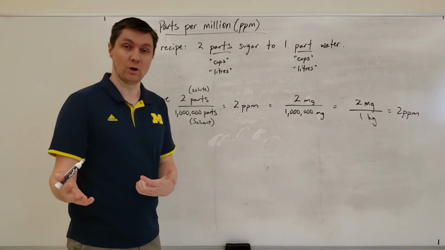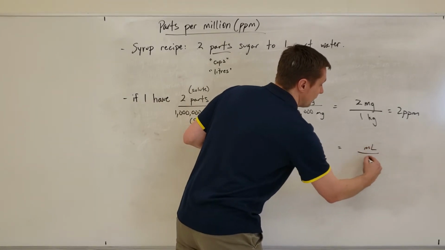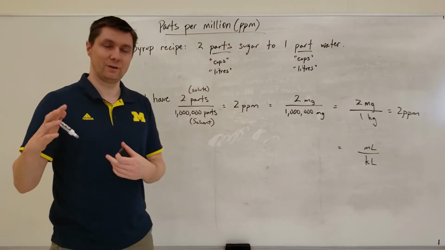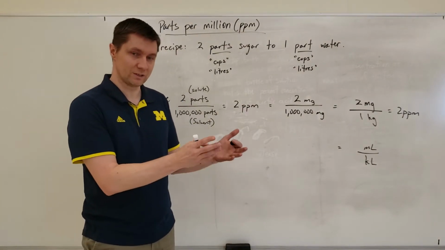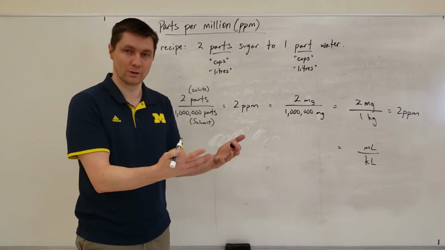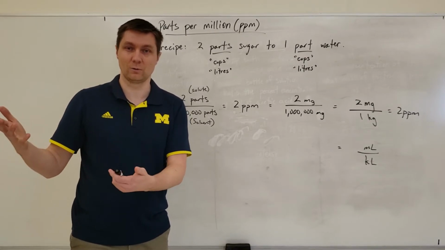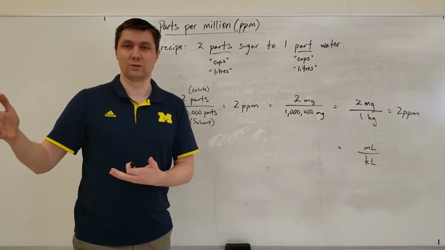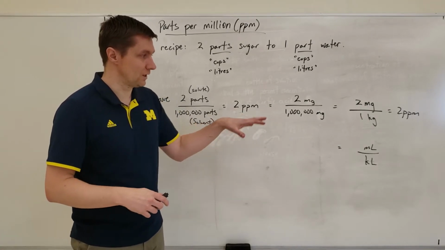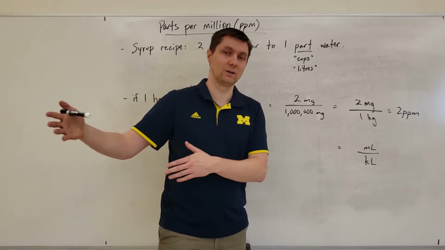And I can do this for volumes as well. Volumes is just milliliters per kiloliter. And then if I have a particular situation where my solute is a mass, so units of grams or milligrams, and my solvent is in a volume, like a liquid of some kind, like water, so that would be in units of liters or kiloliters or milliliters, then I can have a ratio set up for that as well, because I know that 1 kilogram of water is equal to 1 liter of water.